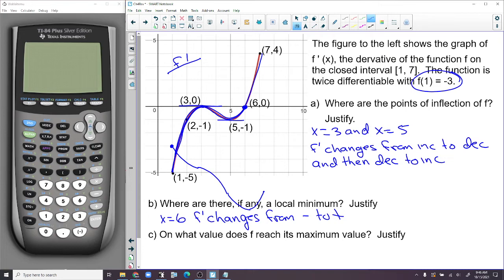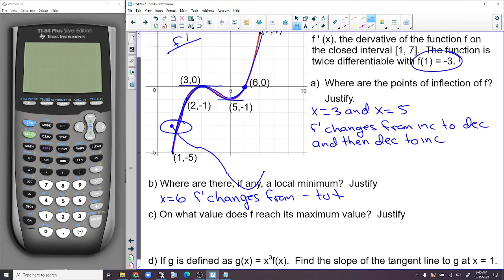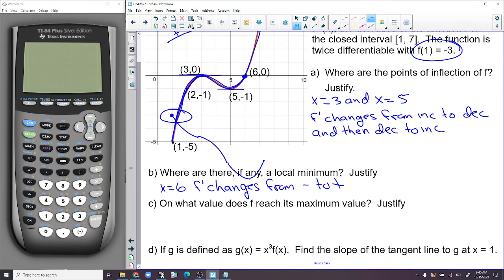So where's the maximum value? Right at the beginning, because it didn't get back up to where it started because of all the decreasing. At what value does f reach the maximum? At x equals 1, right? Why? f decreases more than f increases.